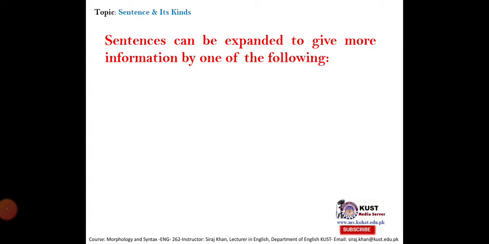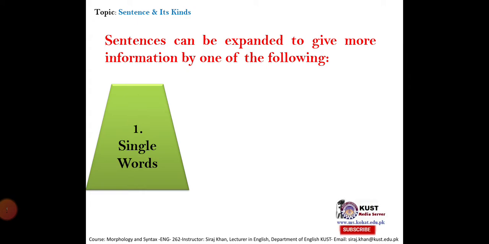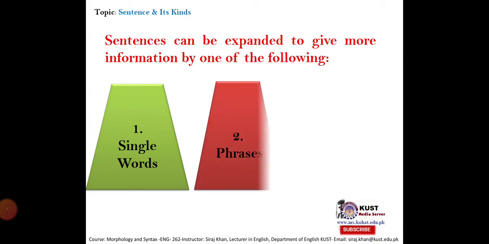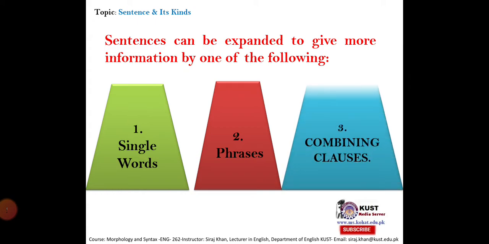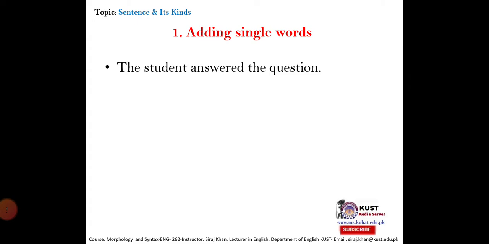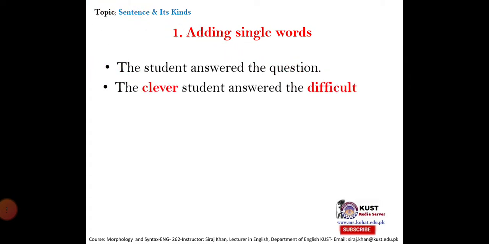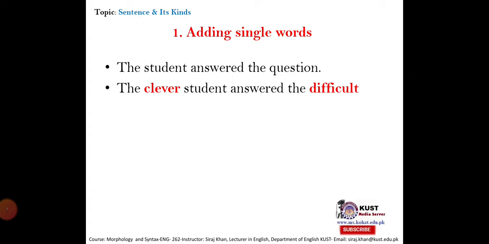How do we expand sentences? Sentences can be expanded to give more information in one of three ways: sometimes with a single word, sometimes with phrases, and sometimes by combining clauses. We add single words to expand sentences, like the student answered the question. This is the sentence. Now we add single words: the clever student answered the difficult questions.